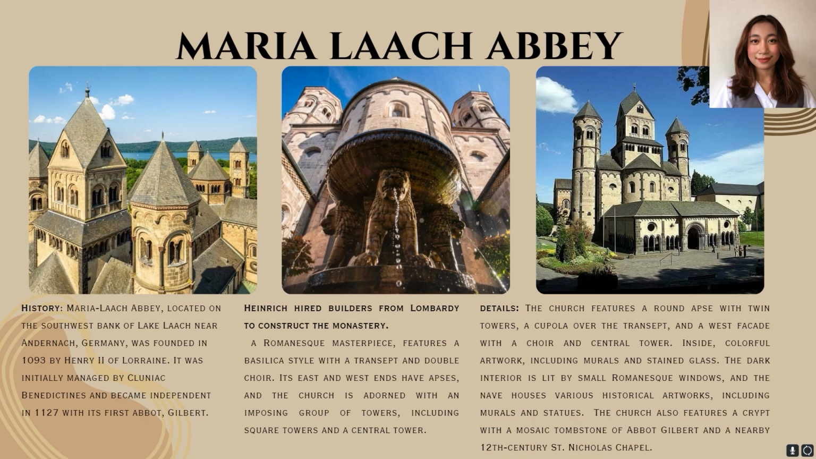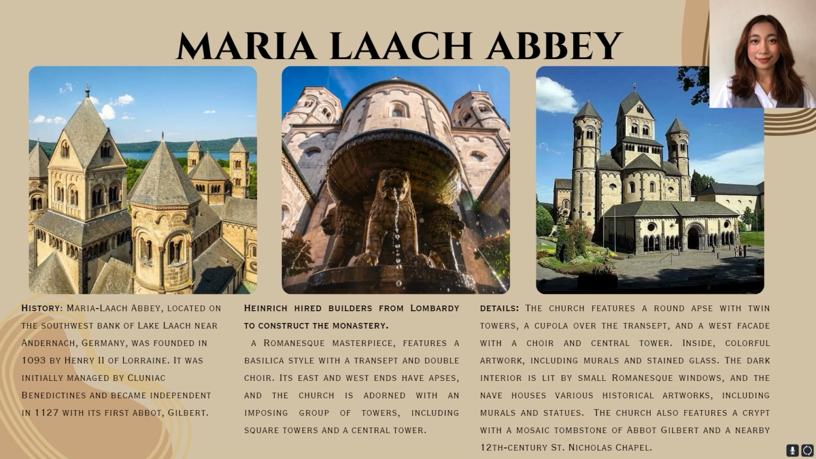This Romanesque masterpiece features a basilica style with a transept and double choir. Its east and west ends have apses, and the church is adorned with an imposing group of towers, including the square towers and a central tower. The church's architectural design marks a significant development in German architecture as the first columned basilica with arches.